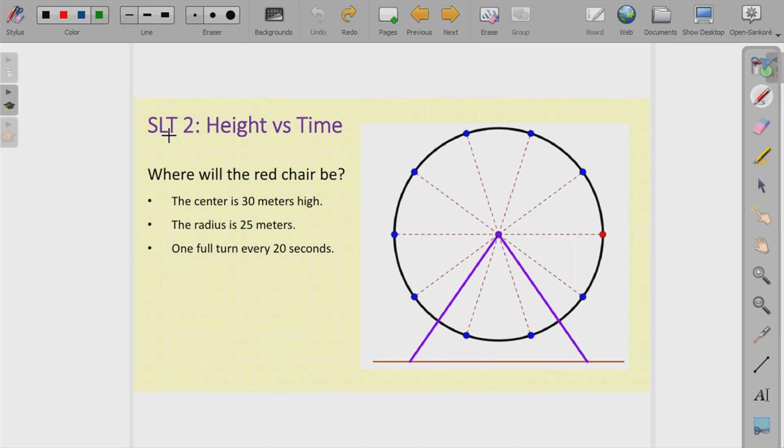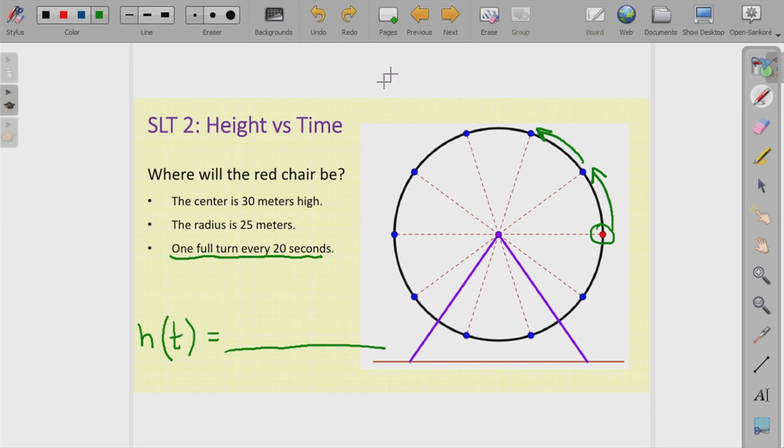In Task 2, the discussion is then extended by bringing in a component around time. They're presented with the information that the Ferris wheel completes a full turn in 20 seconds. And so they can figure out how long it would take to reach each of these locations, and in general, write the height of this particular chair as a function of time. And they come up with an expression for that.